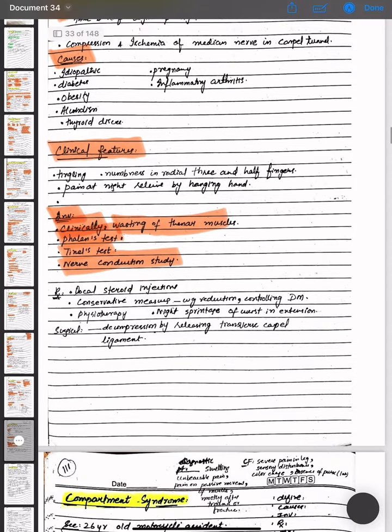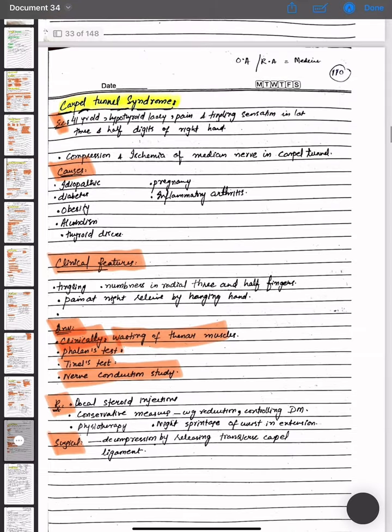What are the treatment options? Local steroid injections are given, and conservative measures, for example weight reduction and controlling diabetes mellitus. Physiotherapy is done, and night splintage of the wrist in extension. In surgical treatment, decompression by releasing the transverse carpal ligament is done.